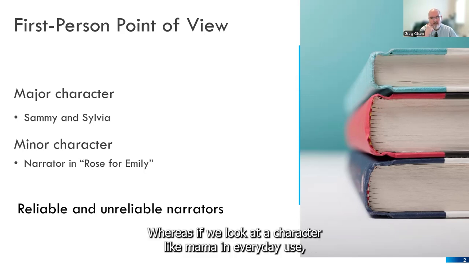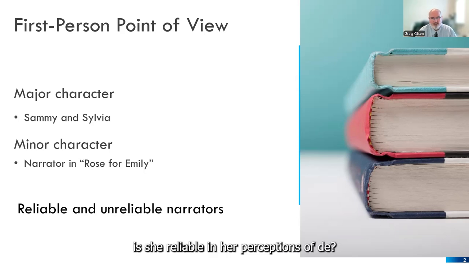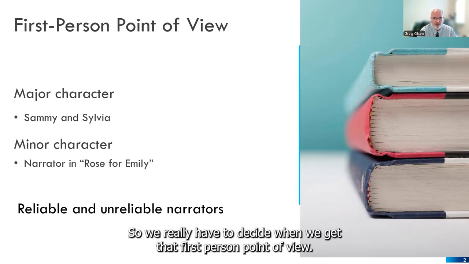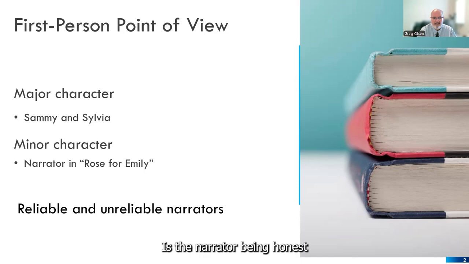Whereas if we look at a character like Mama in Everyday Use, is she reliable in her perceptions of Dee? Could she be misleading the reader some, or seeing Dee in a non-flattering light? So we really have to decide when we get that first person point of view, is the narrator being honest, or should we doubt some of what's being said?